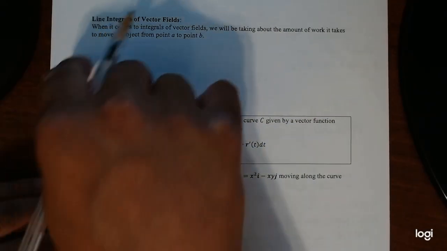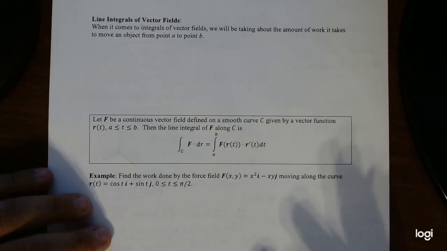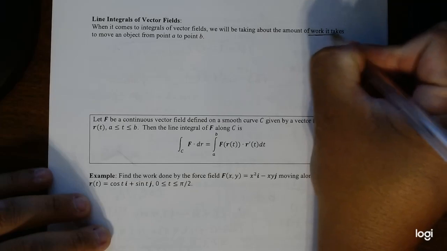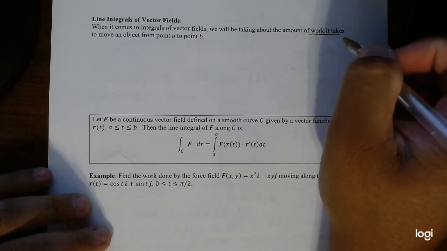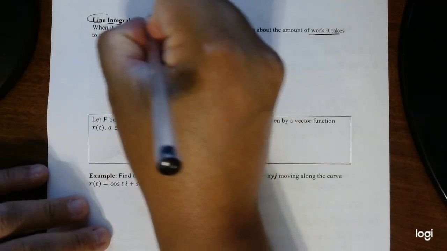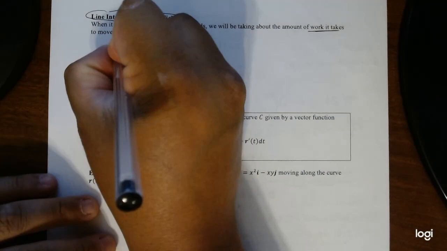Because, you know, a vector field is just a field of vectors showing you what the vectors are curving to, where the flow is going towards, okay? So when it comes to integrating over vector fields, we talk about the same kind of thing. However, we're going to talk about the amount of work it takes to move an object from point A to point B. That's what a line integral represents for a vector field: how much work is being done to go from one point to the other point.